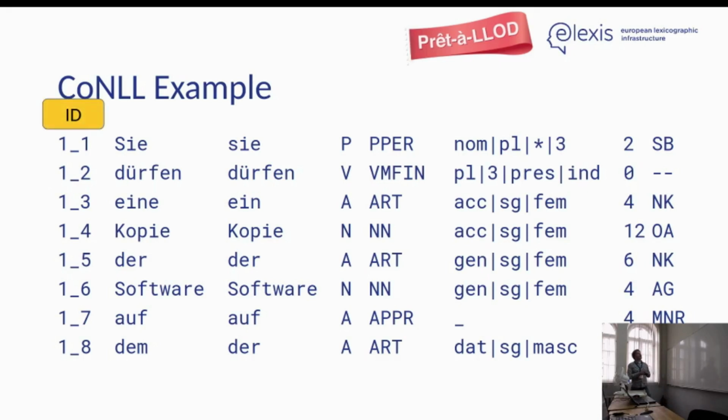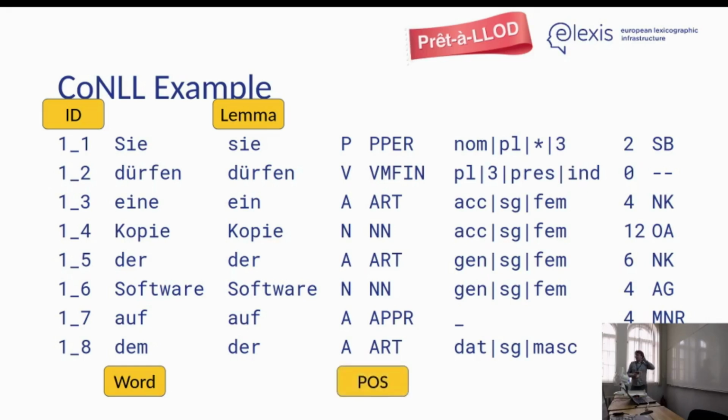So we have a first column, which is the ID. So we have an ID for each of the words. We then have the words as they occur in text: Sie dürfen eine Kopie der Software auf dem and so on. We then have the lemma forms. Most of these lemma forms don't change, but we see eine is lemmatized as ein, and here dem is lemmatized as der.